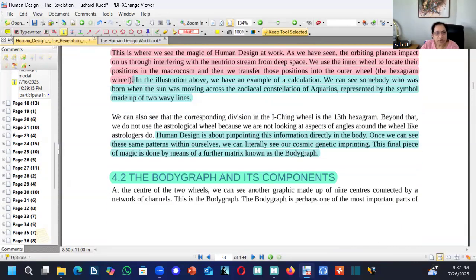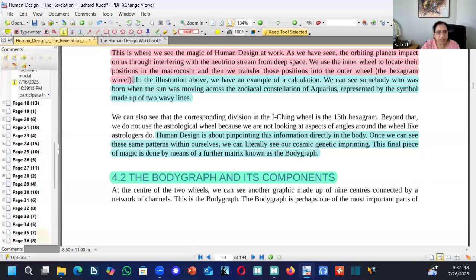Beyond that, we do not use the astrological wheel because we are not looking at aspects of angles around the wheel like astrologers do. Human design is about pinpointing this information directly into the body. So we only use those 3: the degree, the minutes and seconds. Basically, we are looking at the neutrino stream influence. Once we can see these same patterns within ourselves, we can literally see our cosmic genetic imprinting.